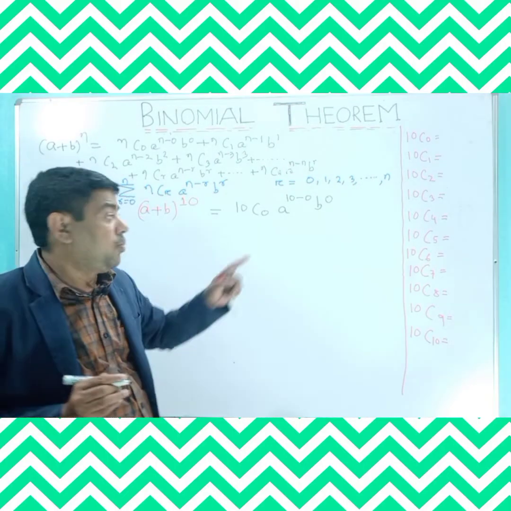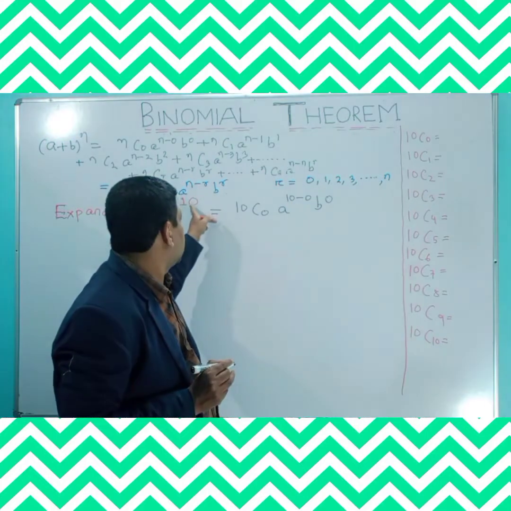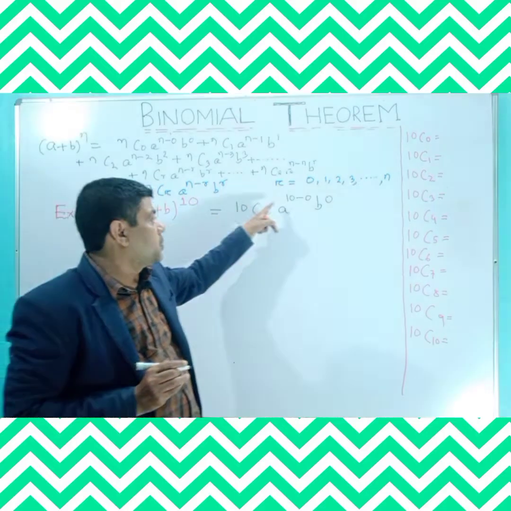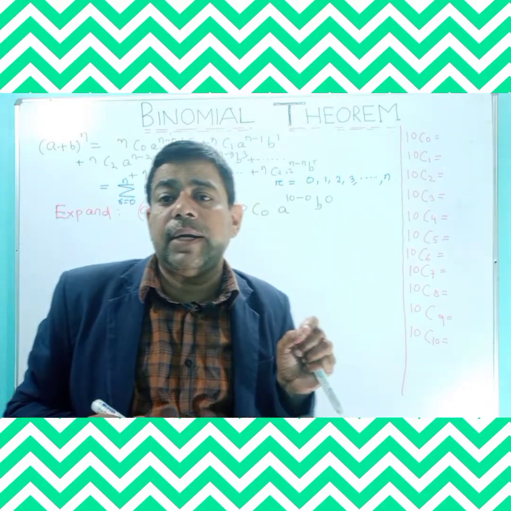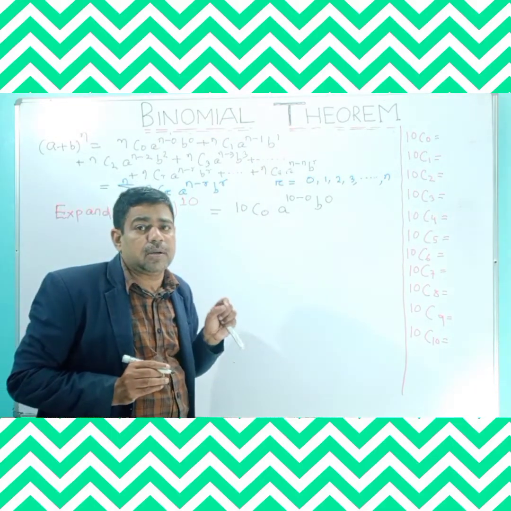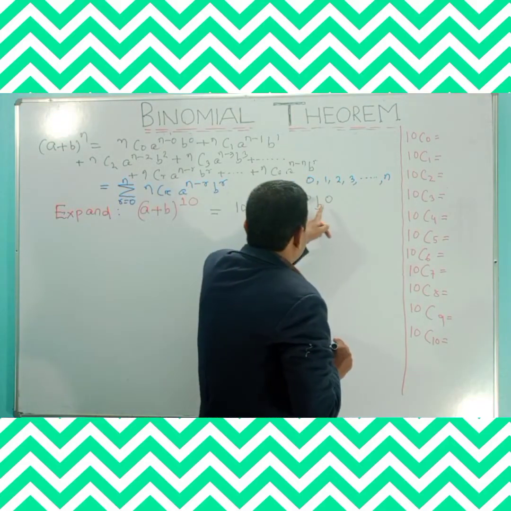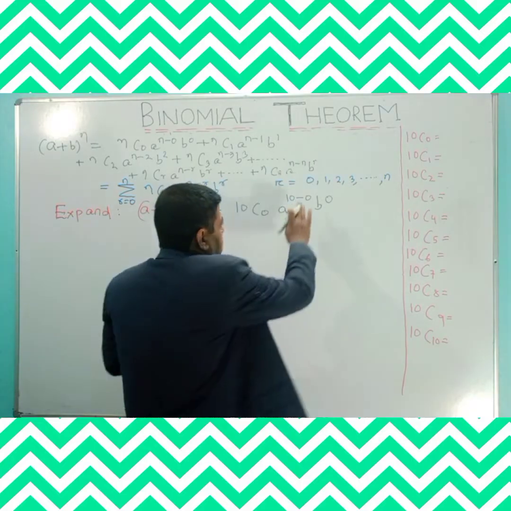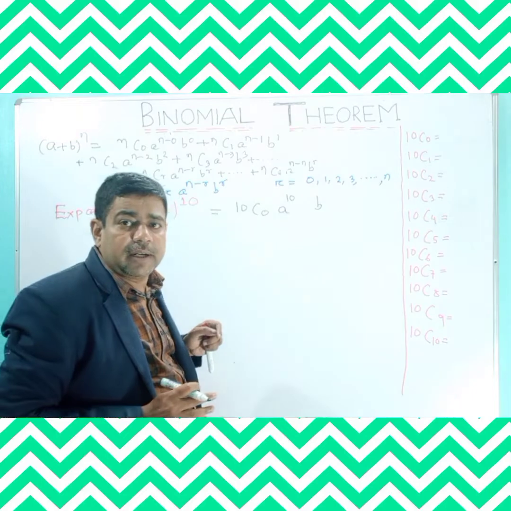Yes, and you already know that the power of the first term, the power of a, will be 10 according to the power of the binomial, which is 10. The degree of every term of the binomial expansion always remains constant. So it will be 10 minus 0, b to the power 0. You see, 10 minus 0 is 10, and 10 plus 0, the power 10 is coming.